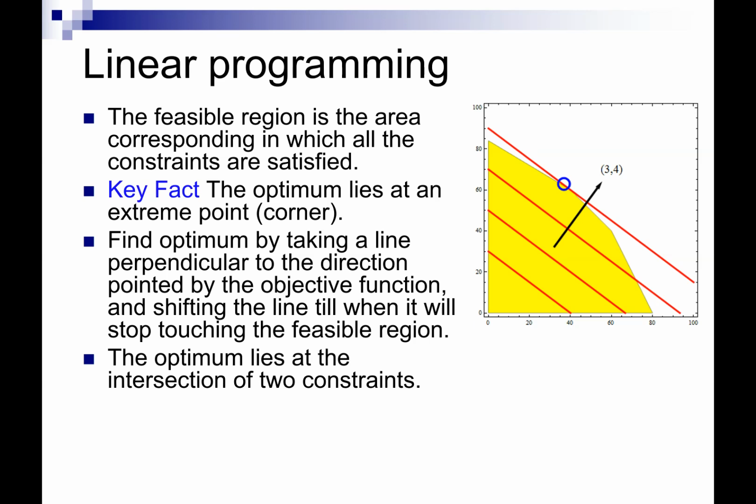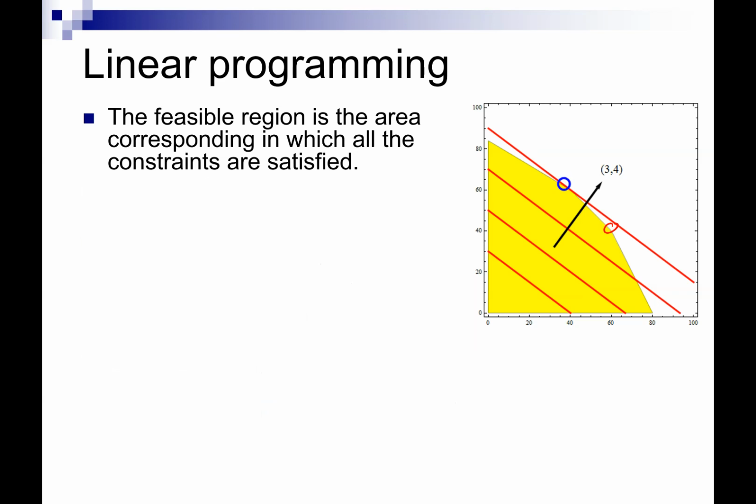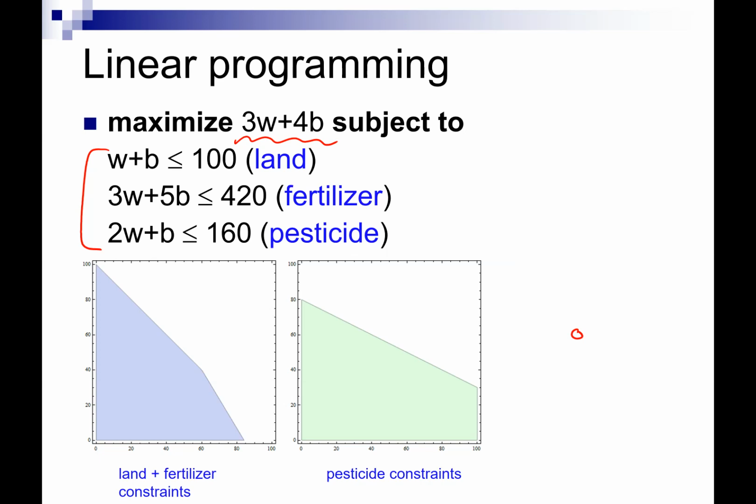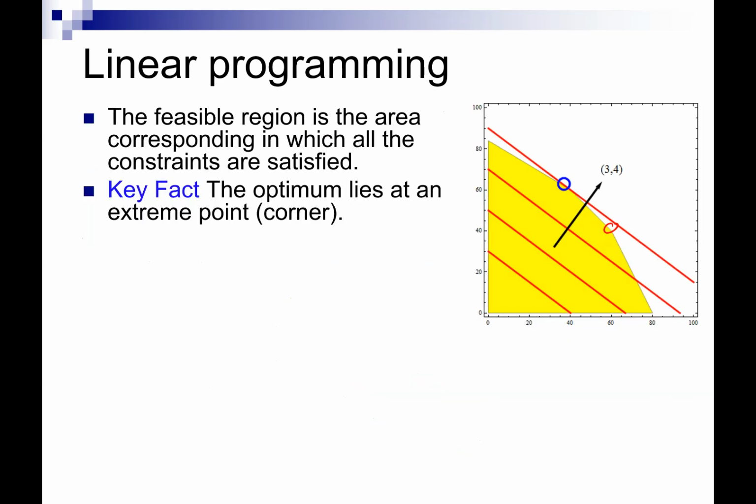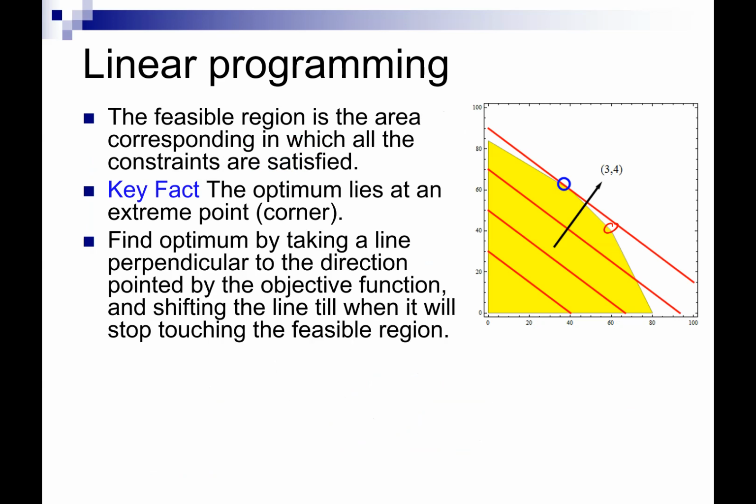Now, where do these extreme points come from? Well, they come from the intersection of two constraints, as we saw earlier. Each extreme point is formed by possibly two different constraints. Like this blue one over here was formed by the land and the fertilizer constraint. And then this one over here was formed by the pesticide and fertilizer constraint. So each of these extreme points is formed by some of these constraints.